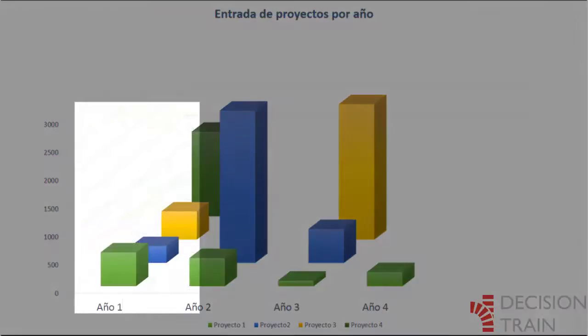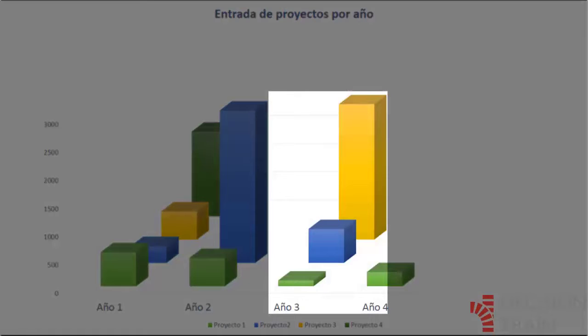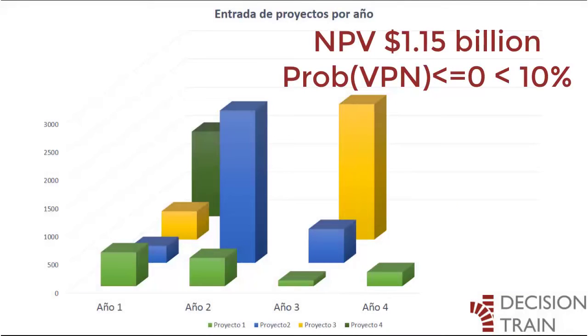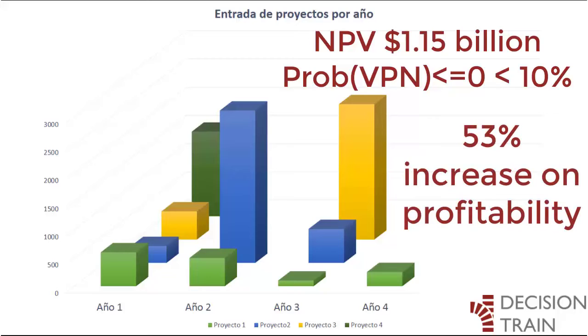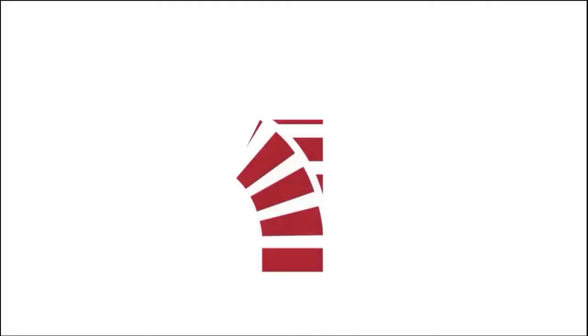Thus, 4 projects could enter in the first year, 2 projects in the second year, 3 projects in the third year, and finally 1 project in the fourth year. Thus, the NPV of the portfolio is maximized to $1.15 billion. This represents a 53% increase in the portfolio's average profitability compared to the initial position. Even the probability of a negative NPV remains similar at less than 10%, which is tolerable by the investor.